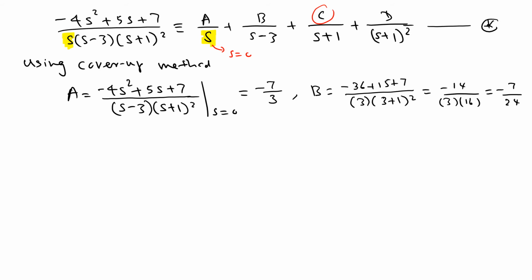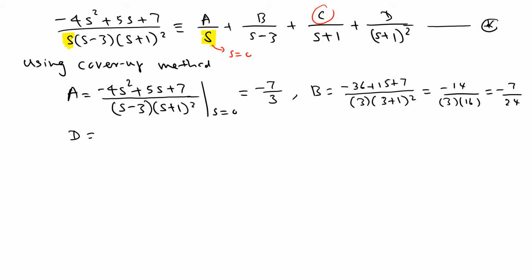And similarly, so we have a and b, but from the cover up method, you cannot find c. The reason is when you try to plug in s equal negative 1, the other term is also going to get 0. So that means you cannot find c, but you can find d. So let's find d using the cover up method.